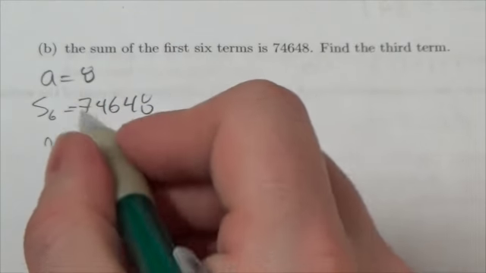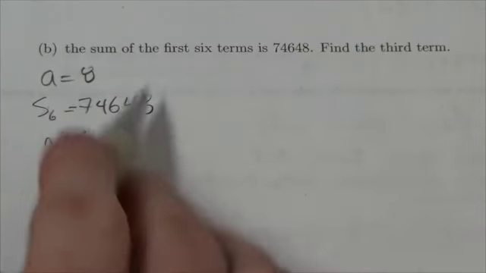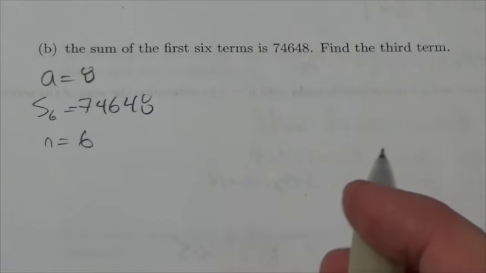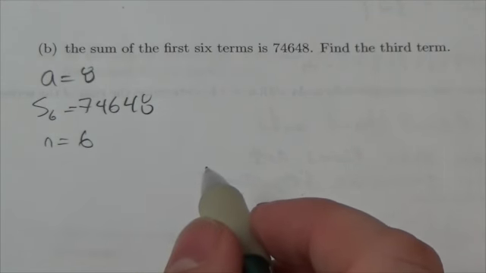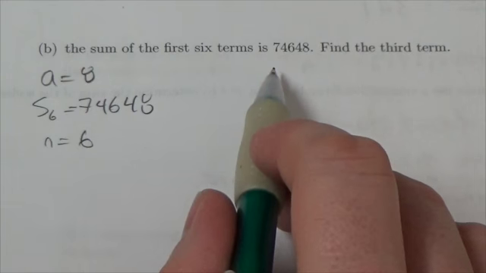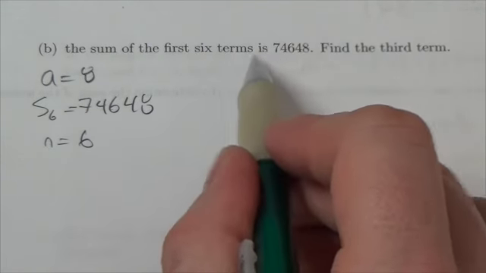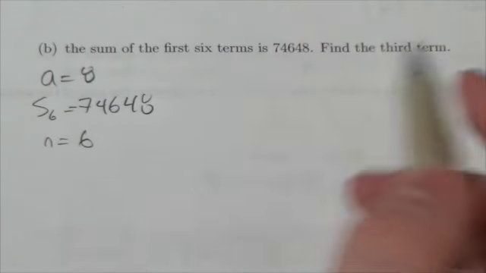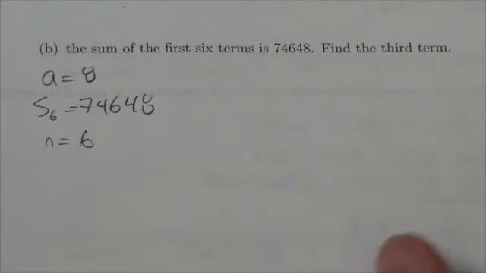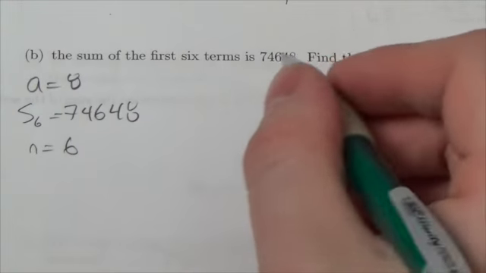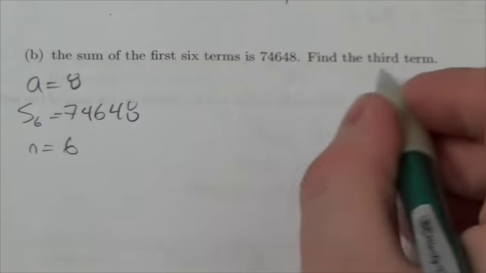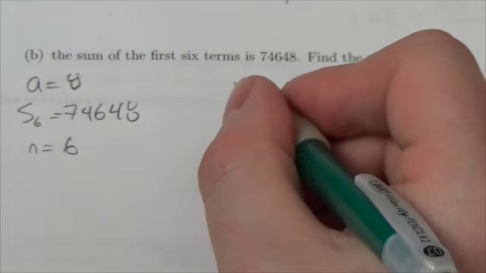So the piece that we don't know is R. We might have looked for the third term in a different context right away, but this sum is up to the first 6 terms. So we're going to have to figure out what R is first. We're not going to be able to jump directly to that third term. That's going to have to be something we do later.